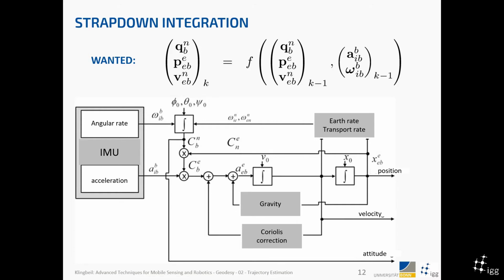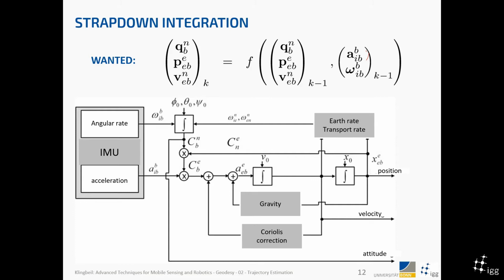In the ideal case, we want to have a position of the body with respect to the earth frame, given in earth frame coordinates, the velocity of the body with respect to the earth frame given in navigation frame coordinates, and this here is representing an orientation quaternion between the body and the navigation frame. So this is a vector that we are interested in, and the strap-down integration is then just a function of this vector at the last time step, and, as I said before, those angular rate measurements.